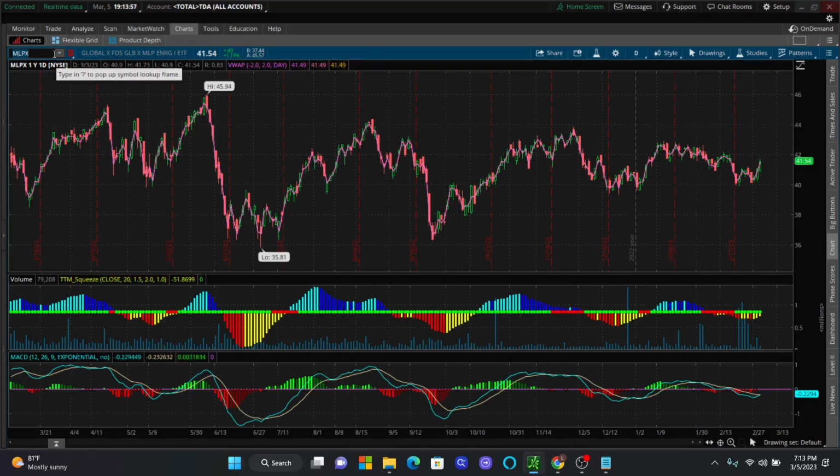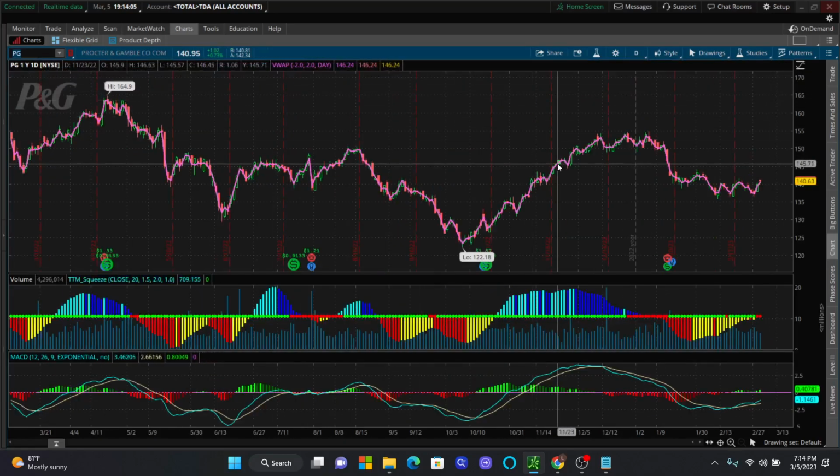First, I already have MPLX here, and it's just not the best situation, and I'll show you in a second. I'll utilize PG. Okay, so PG looks pretty solid here.